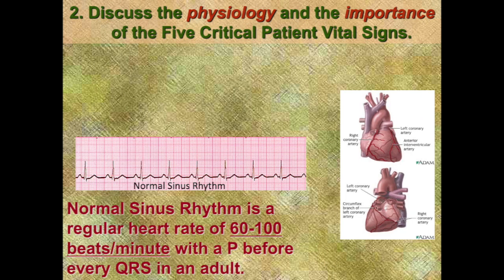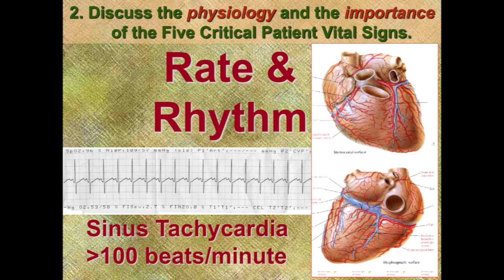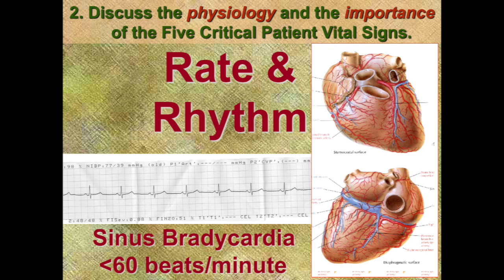So sinus rhythm is defined as a P before every QRS, and it's a rate, this is for adults, not for children, of 60 to 100 beats per minute. Sinus tachycardia, whenever you see sinus, that means there's a P before every QRS, and it's greater than 100 beats per minute. Sinus bradycardia is a P before every QRS and a rate less than 60 beats per minute.